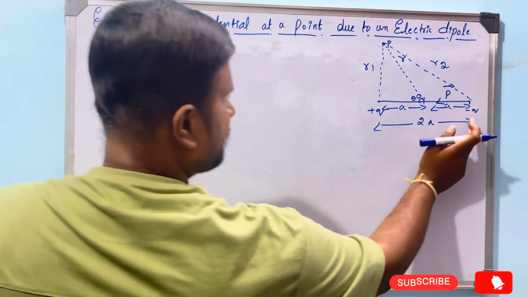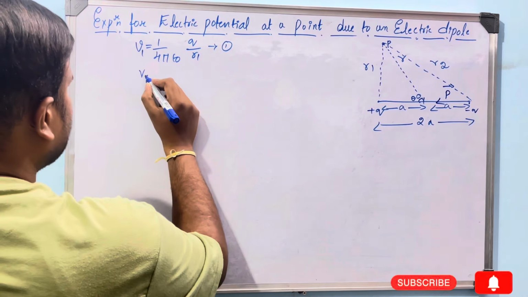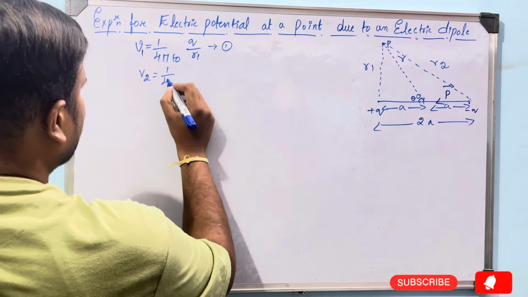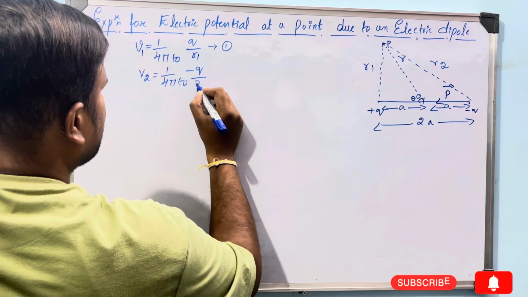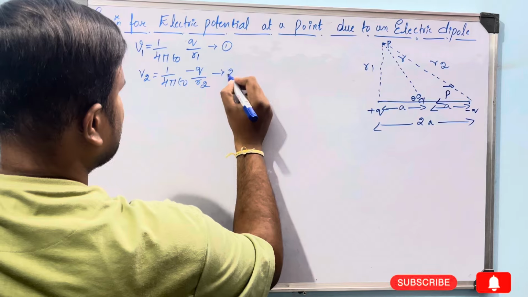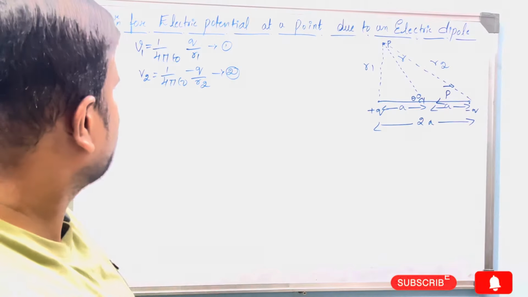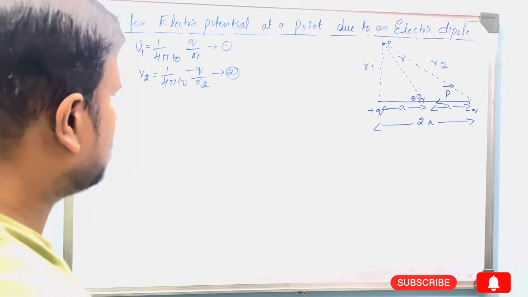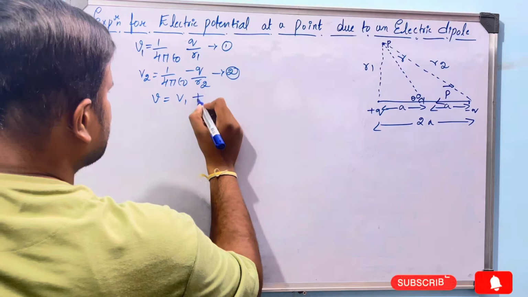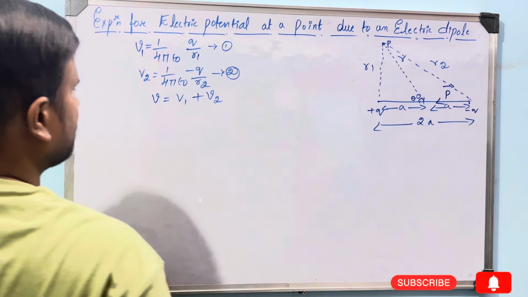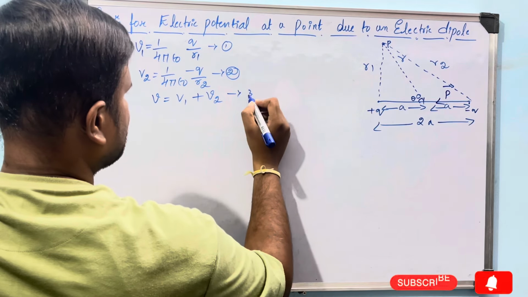Similarly for the minus q charge, V2 is equal to 1 by 4 pi epsilon naught, minus q divided by r2. Call this equation 2. From the superposition principle, I need to add the potentials. So by the superposition principle, V is equal to V1 plus V2. Call this equation 3.